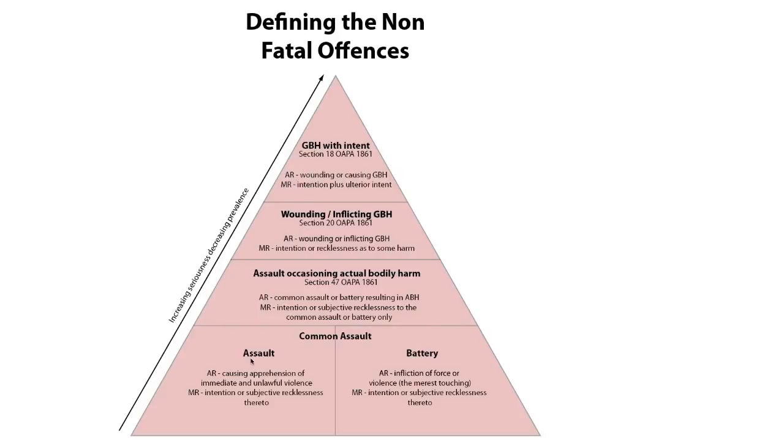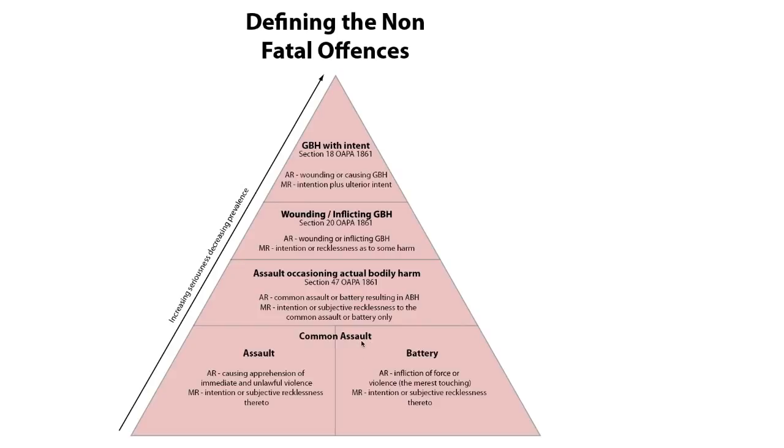So at the bottom of this we have assault and battery, which are the least serious of the offences but the most often committed, whilst at the top we have GBH with intent, which is the most serious of offences but the least often committed. And what I've got in this diagram is the actus reus and the mens rea, as well as the individual sections within the statute that it comes from.